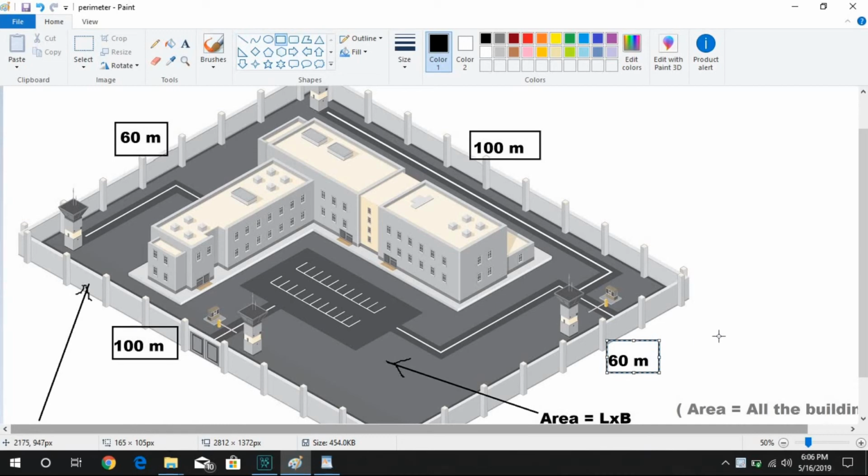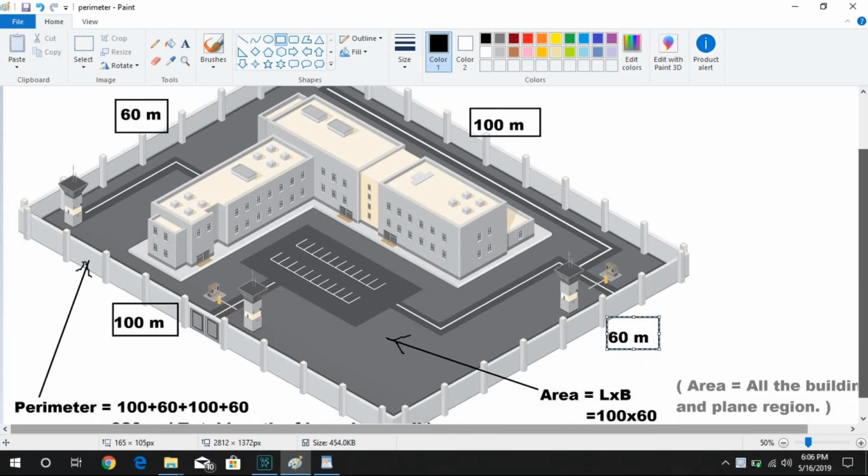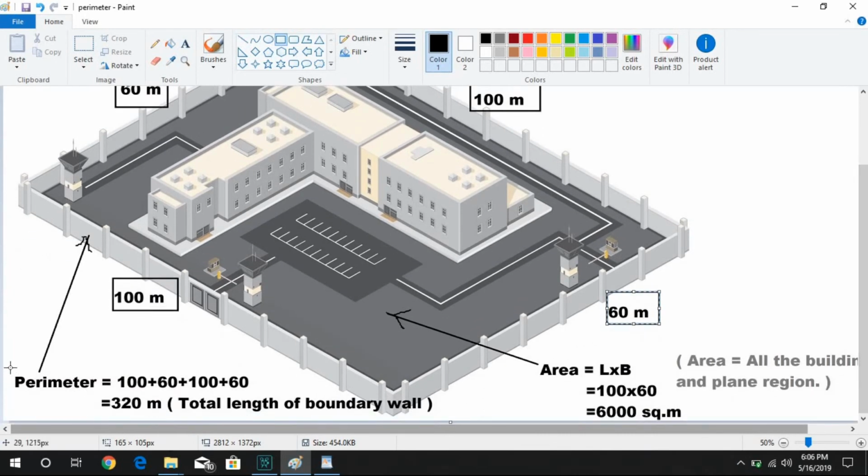Now we find the perimeter of this boundary wall as we just add all four sides of this boundary wall. This is 100, 100 plus 60 plus 100 plus 60. We get 320. 320 meter is the perimeter of this boundary wall. This is the total length of the boundary wall, called the perimeter.